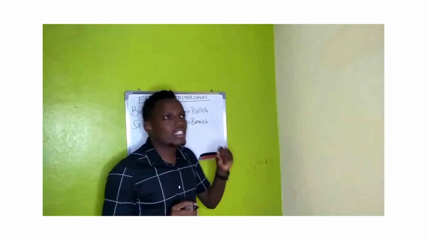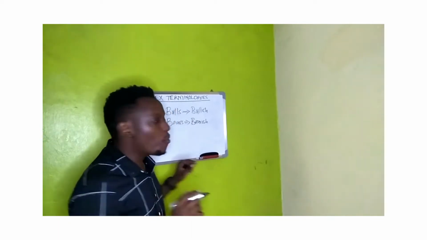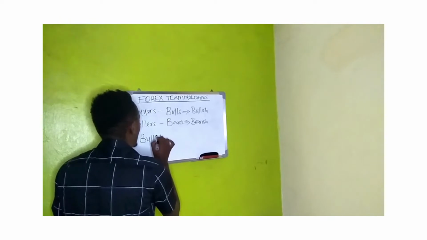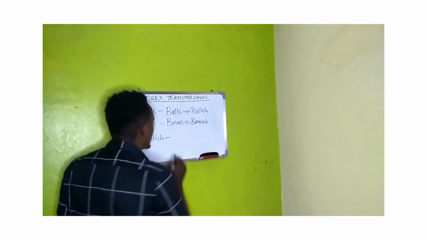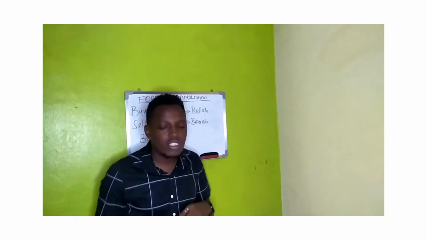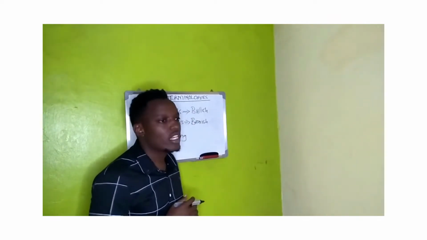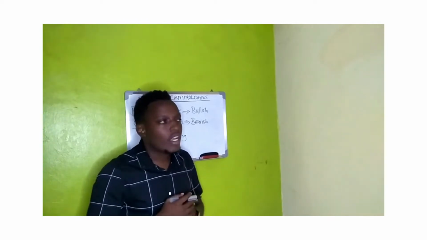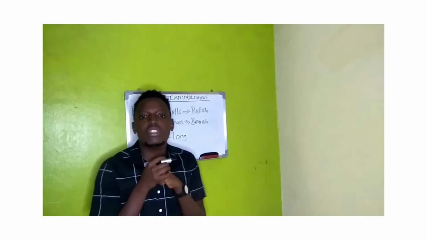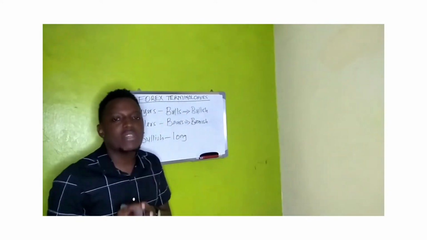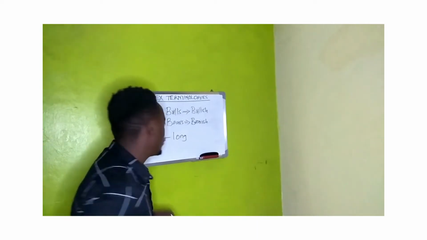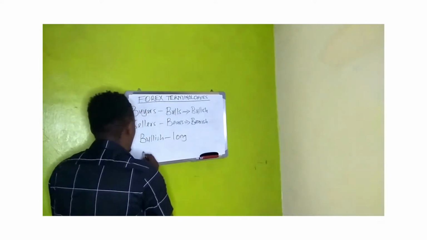Another term that is also used for bullish is long. This is also another common term that we use in the forex market. I'm long on GJ, I'm long on Euro USD, I'm long on GU. That means I'm buying that currency pair at that particular moment. I'm long, I'm bullish.